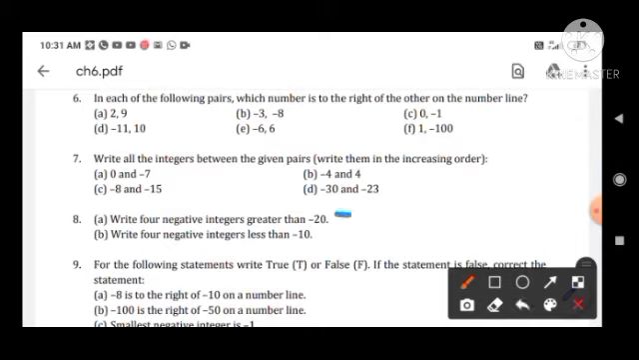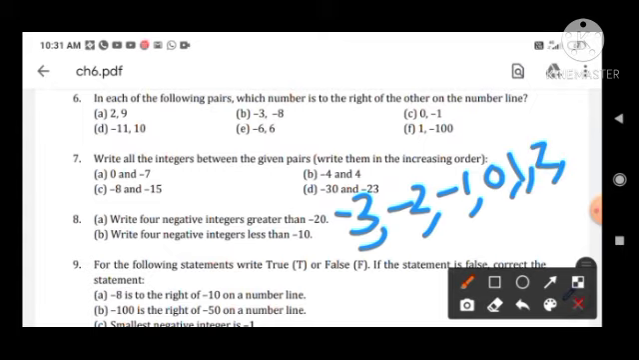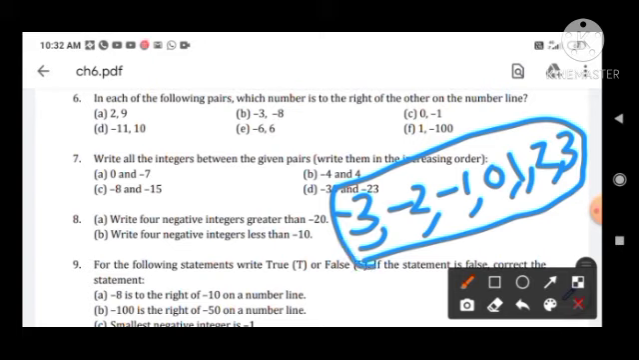Right side to -4 will be -3, then -2, then -1, then 0, then 1, then 2, then 3, then 4, isn't it? We have to write the numbers only between them. So these are the numbers between -4 and +4. Okay, this is the answer.